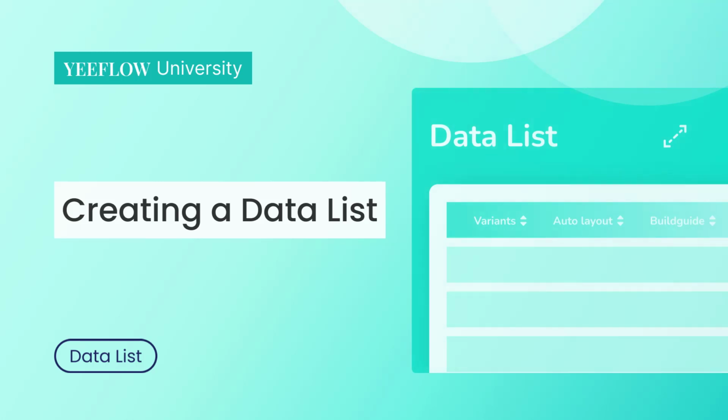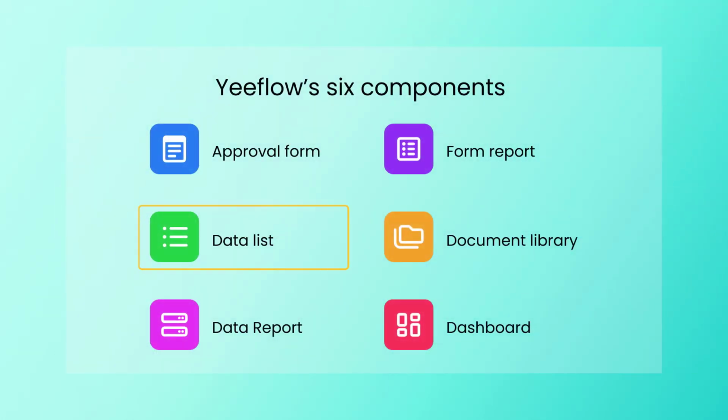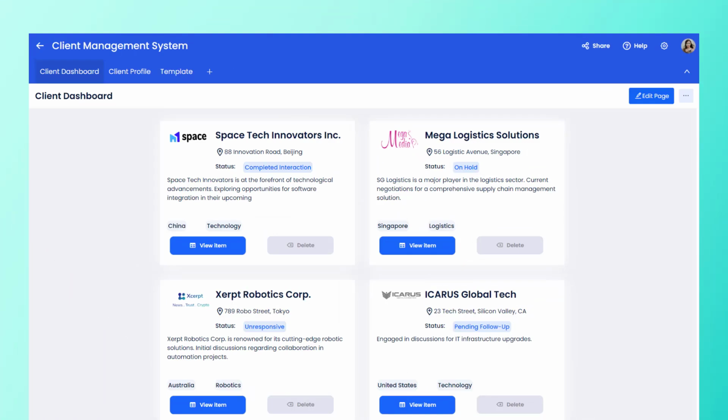Today, we will demonstrate how to create a data list. A data list is a powerful tool that helps you organize and manage data effectively. First, open an application and click the Add Component button in the navigation bar.